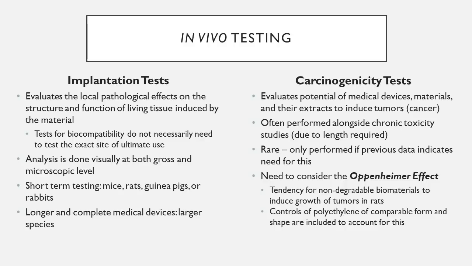Now, one unique aspect of the carcinogenicity test that we have to consider is what's called the Oppenheimer effect, which is the tendency for non-biodegradable biomaterials to induce spontaneously the growth of tumors in rats particularly. So whenever we're testing devices in rats for carcinogenicity, we always have controls not of just simply a lack of a biomaterial, but a substitute material of comparable form and shape, usually made out of some known substance like polyethylene, so that we can have a better control. Because we know that the polyethylene is going to induce some amount of tumor growth, and we want to see a relative comparison to the intended device and its tendency to cause cancer.